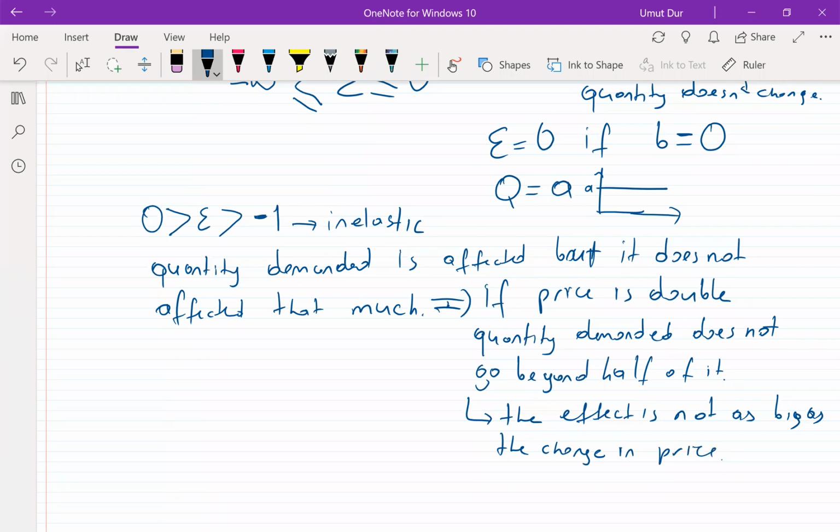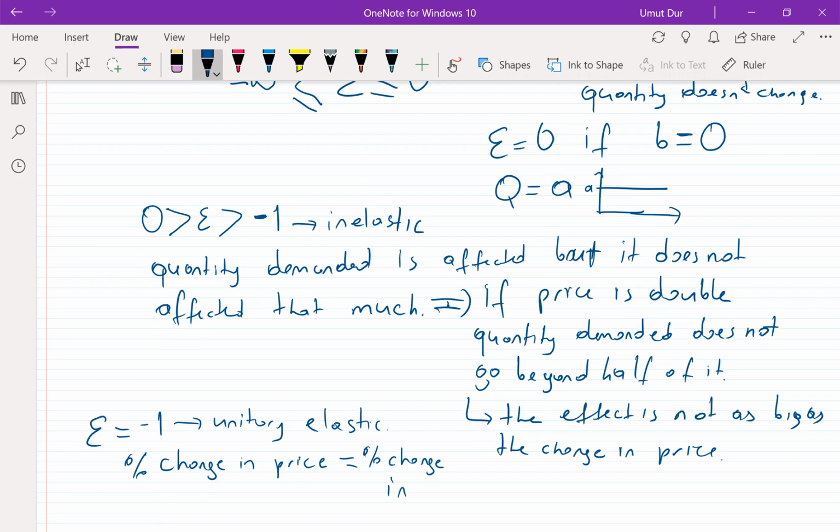Okay, so if it is just -1, we call it unitary elastic. In that case, of course, the percentage change in price will be equal to the percentage change in quantity. This is what we observe.